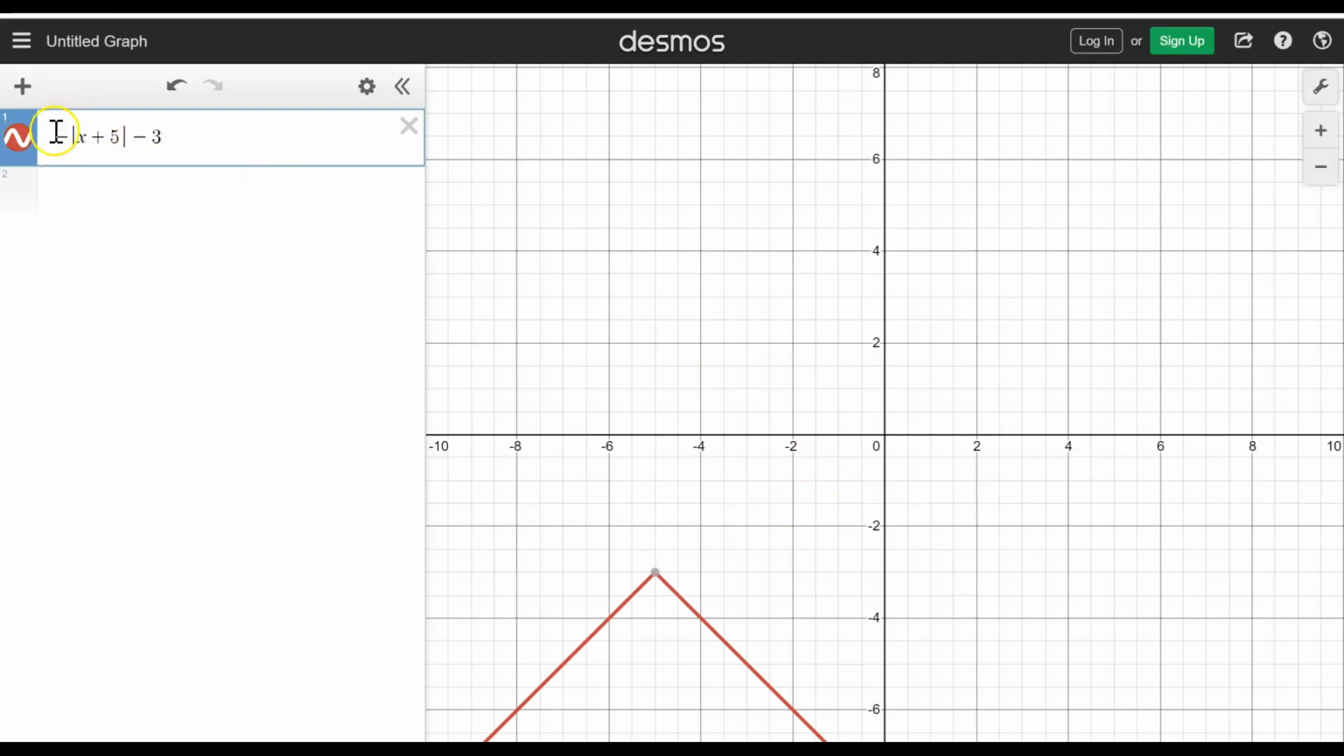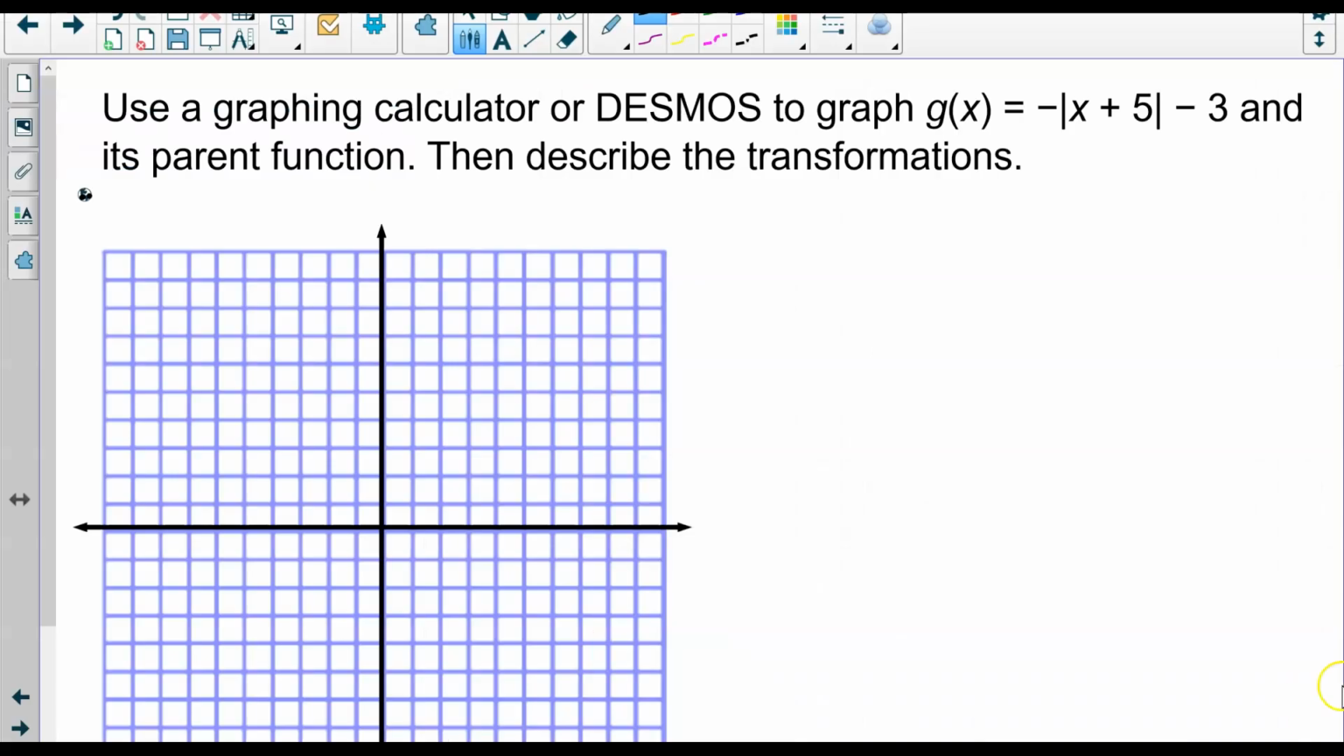All right, so here's what I know. I have a negative reflection. I went left 5, and that's because of the signs. Remember, inside is opposite of what you see. And then I went down 3. All right, so going back to our problem here, I can already describe those transformations.